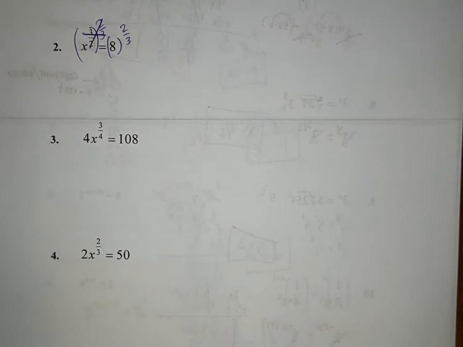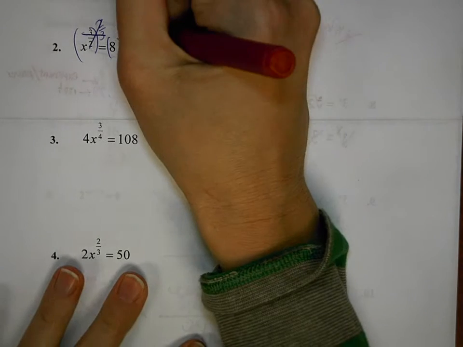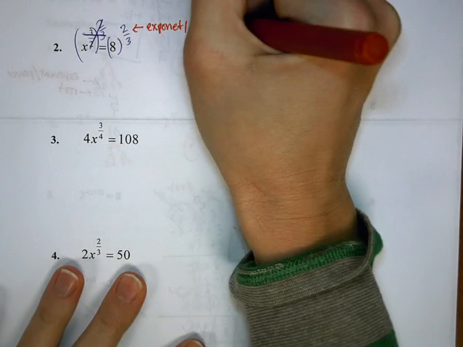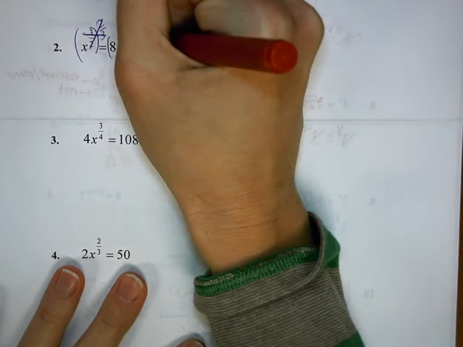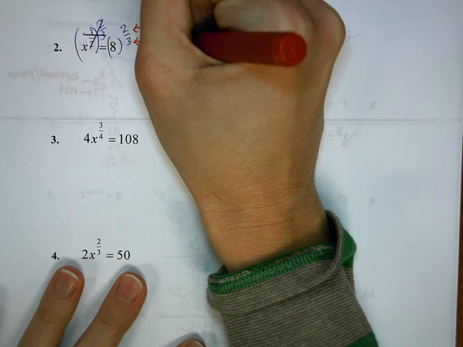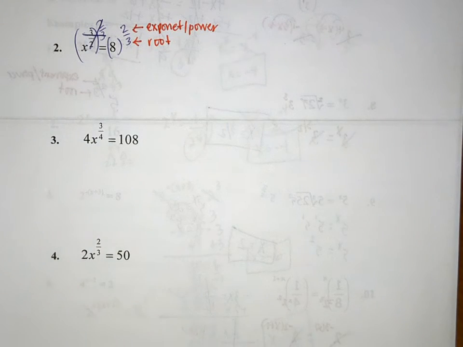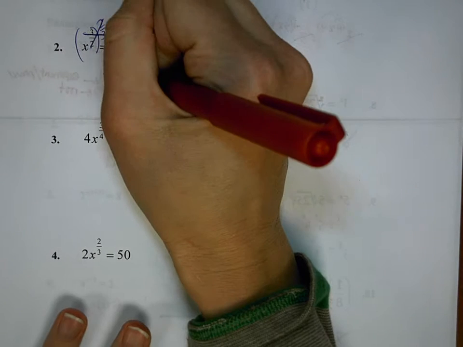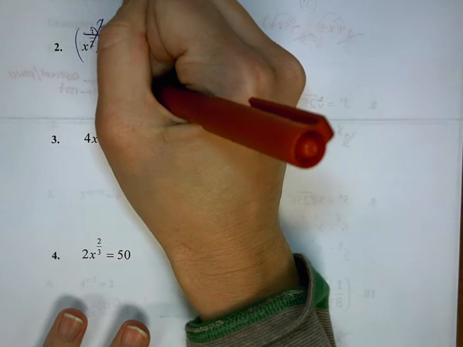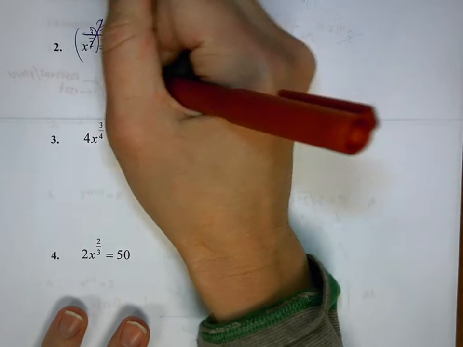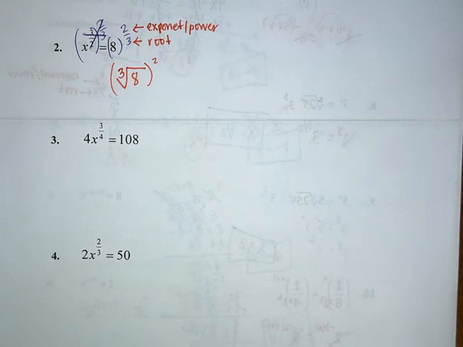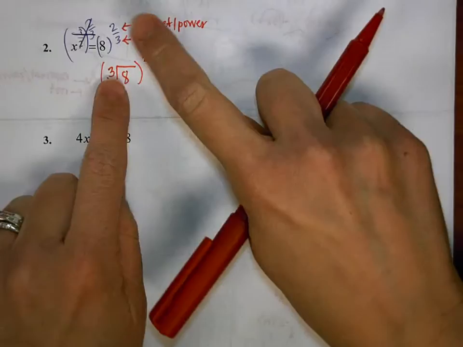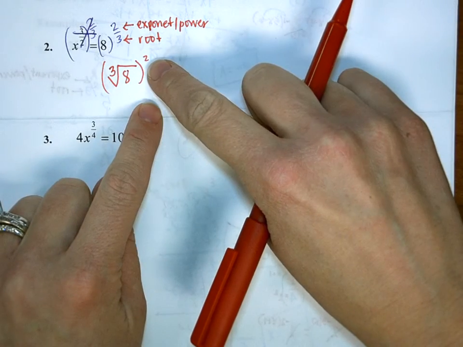The top number represents our what? Your exponent or power. And the bottom number represents the root. So when I rewrite this, what is it going to become? Cubed root of 8 squared. Okay, so the bottom number always becomes the root, and our top number becomes our power exponent.